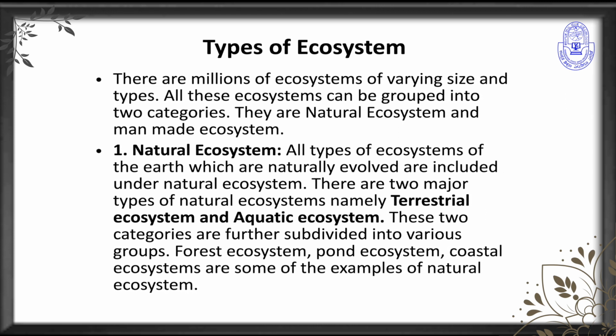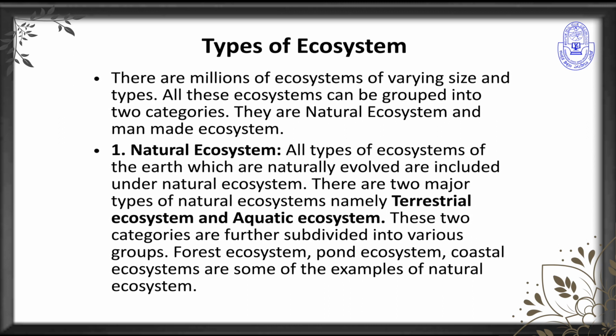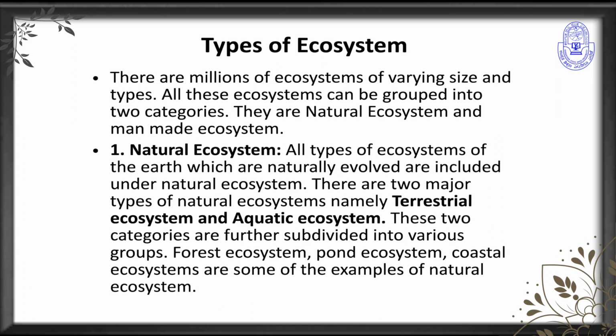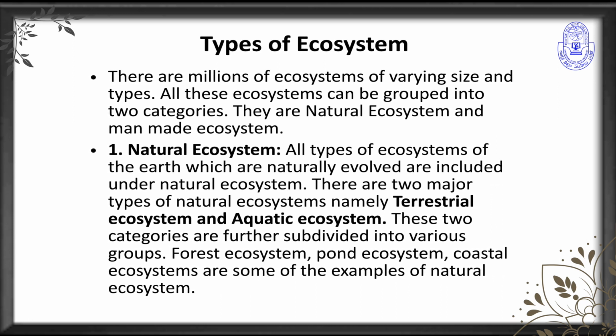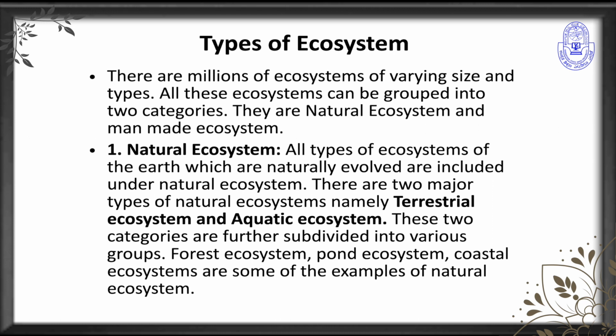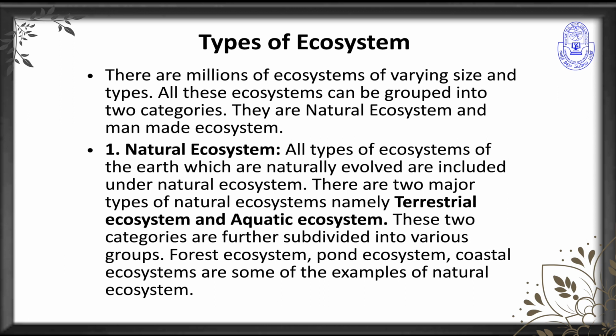There are two major types of natural ecosystem, namely terrestrial ecosystem and aquatic ecosystem. These two categories are further subdivided into various groups. Forest ecosystem, pond, coastal are some of the examples of natural ecosystem.